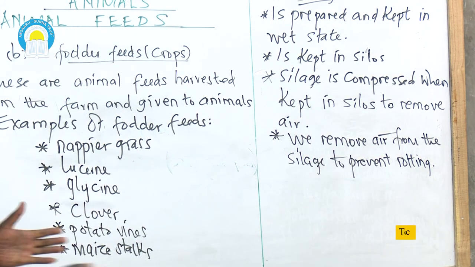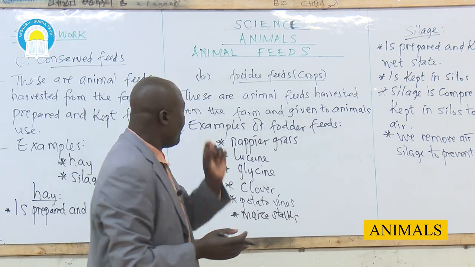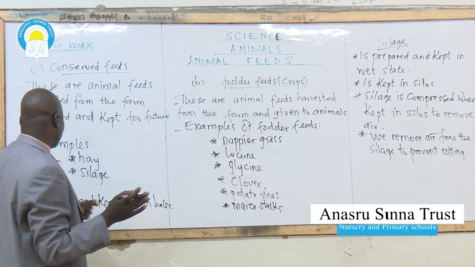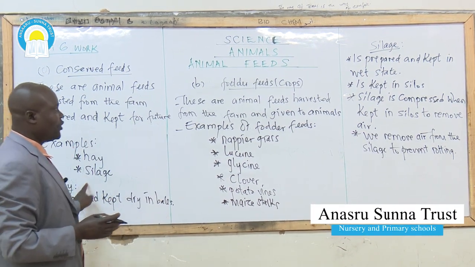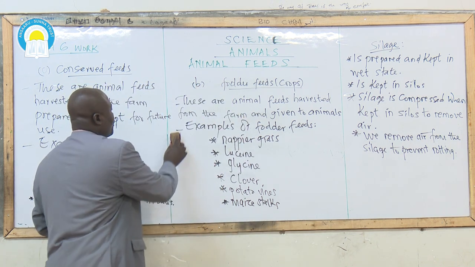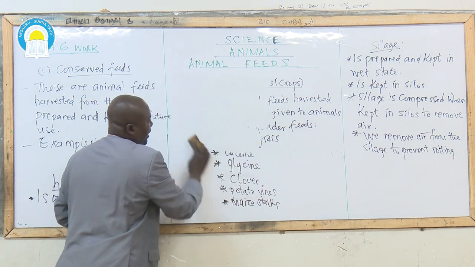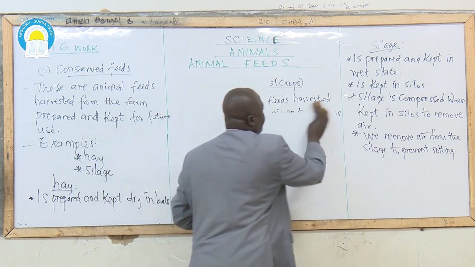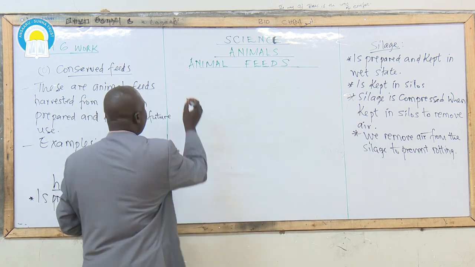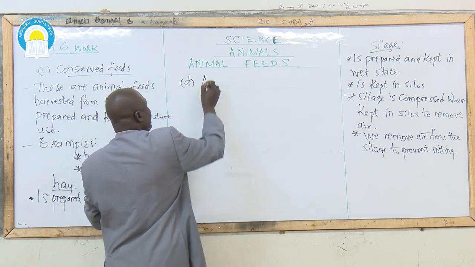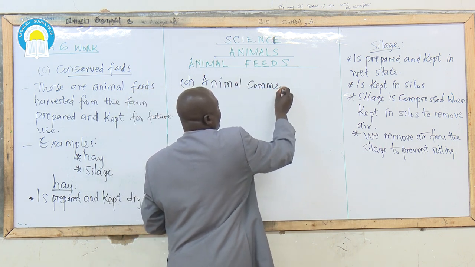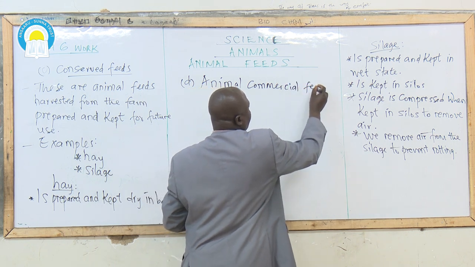Remember, we have discussed A, it was pasture, B, it was fodder feeds, C, it is conserved feeds, and conserved feeds, we have said that there are two, that is hay and silage. Let's go to number D, which is known as animal feeds, we call as concentrates. Concentrates are animal feeds we buy from the shop. They are bought from the shop, which means they are prepared in the factories, and then they are sold. So we come to number D, which we call animal commercial feeds.